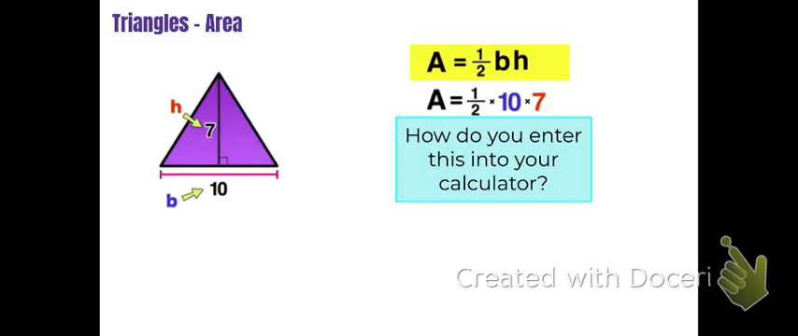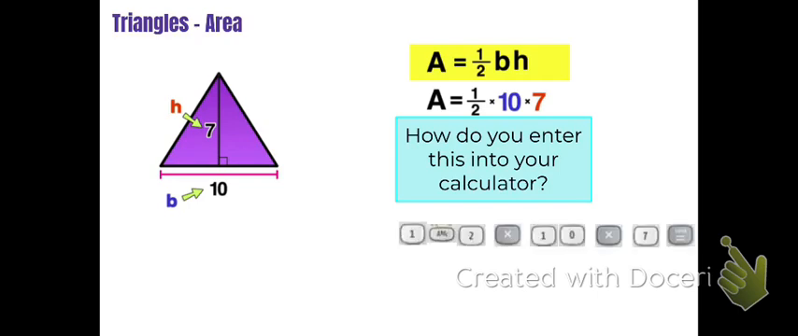So once you know your base and your height, you substitute them into the formula and then you just put it in your calculator. 1/2 times 10 times 7. Remember, on the calculator there's an ABC button that serves as your fraction bar. So 1/2 is 1 ABC 2, and then times 10 times 7 equals.